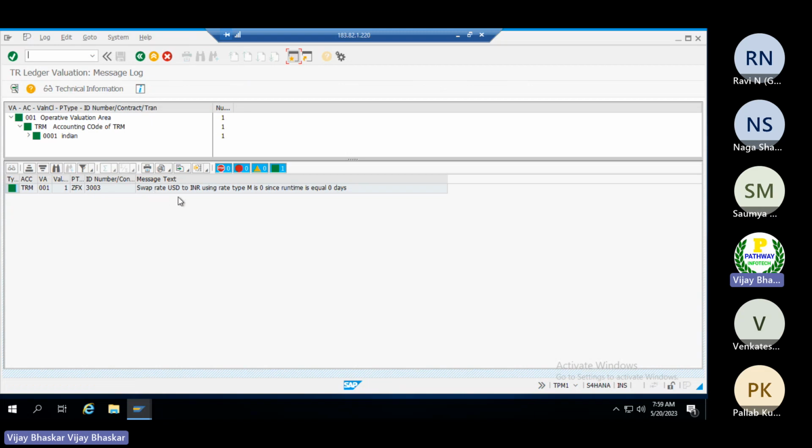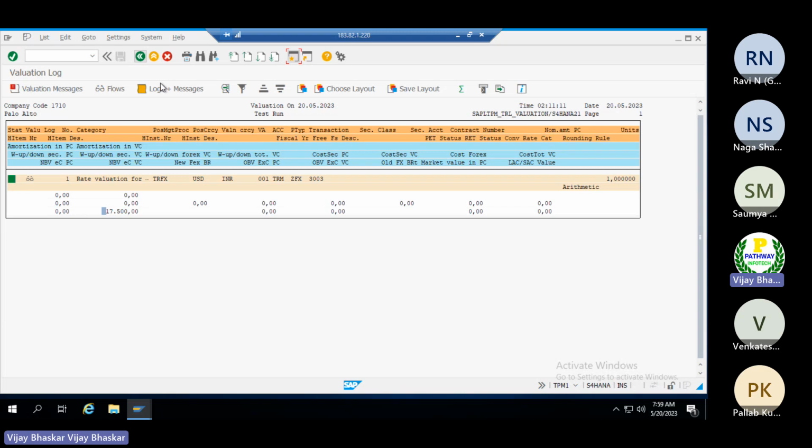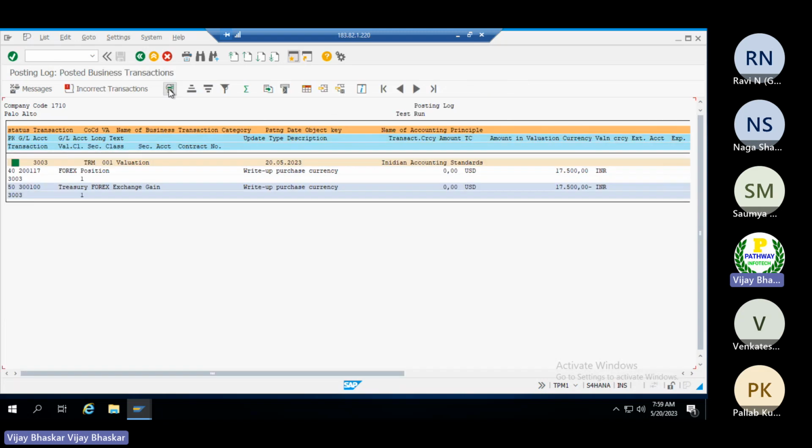Okay, let us see the valuation. Now you can see swap rate, USD rate. This is zero anyhow. Swap is a separate concept, but all are in green state only. Come back. If you want to see the accounting entries, what would be my account?